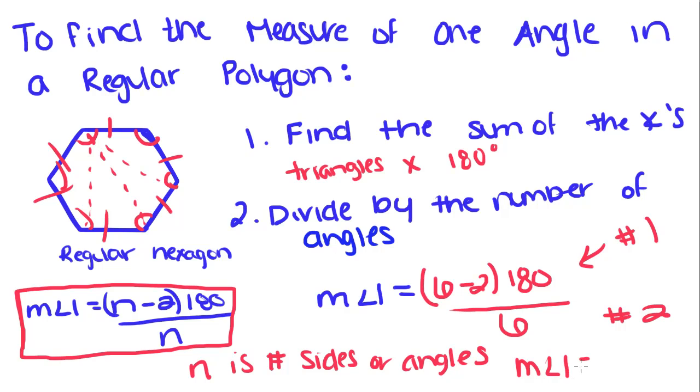So the measure of angle 1 is equal to 720 divided by 6, which gives us an answer of 120. So the measure of angle 1 right here is 120. And that means, since it's a regular polygon, that every one of these angles also measures 120 degrees.